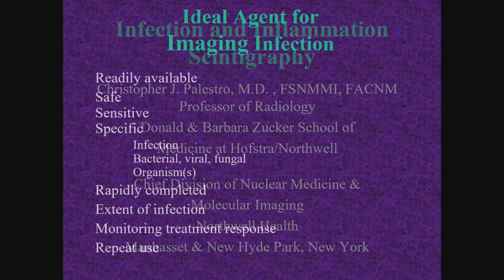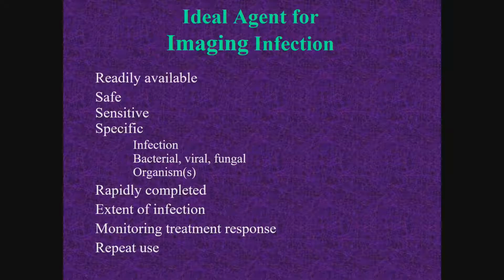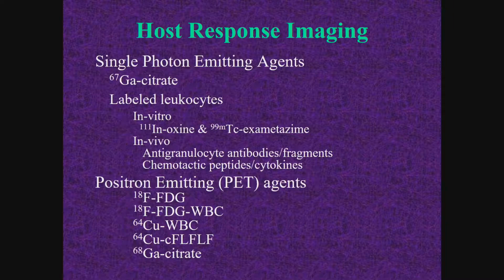So the ideal agent for imaging infections should be readily available, it should be safe, it should be sensitive, specific, rapidly completed, and should give us an idea of the extent of the infection. We'd like to be able to use it to monitor treatment response, and we should be able to use it more than once. And some of the antigranulocyte antibodies can only be used once.